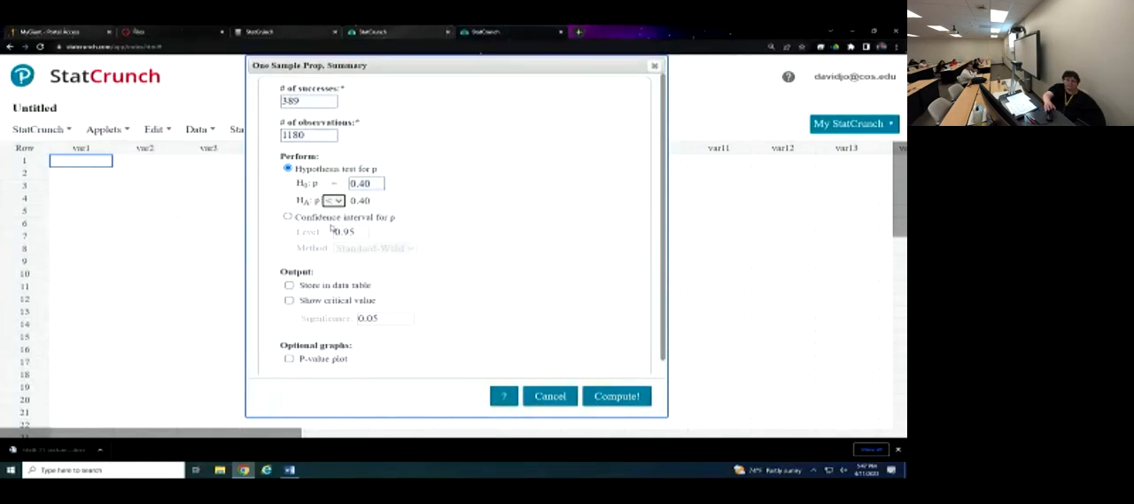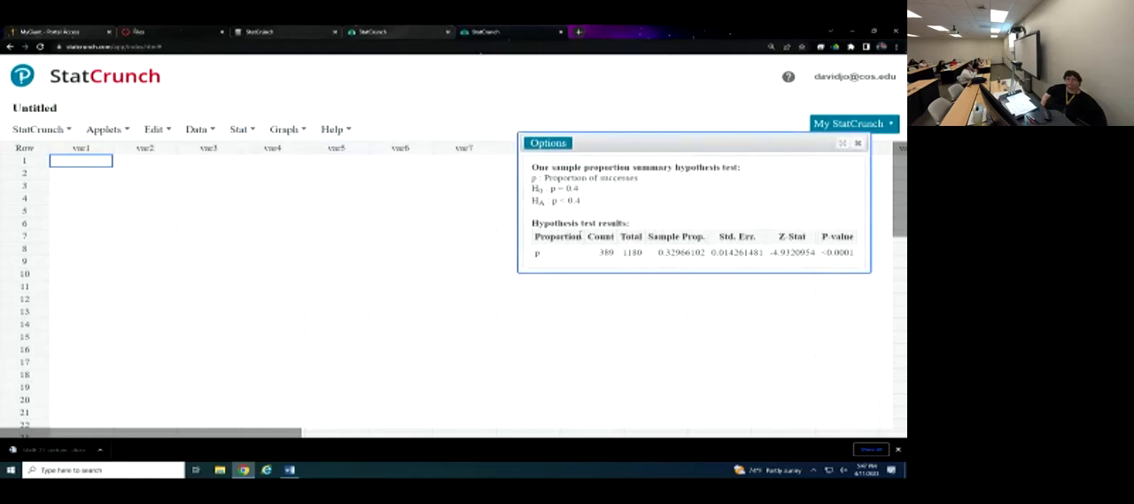That's it. That's all we do. Compute. The test statistic we're looking for is this Z stat. So I'm going to write that down on the page. The Z stat equals, I'll just go to three decimal places, 4.932. And my p-value says it's less than 0.0001.